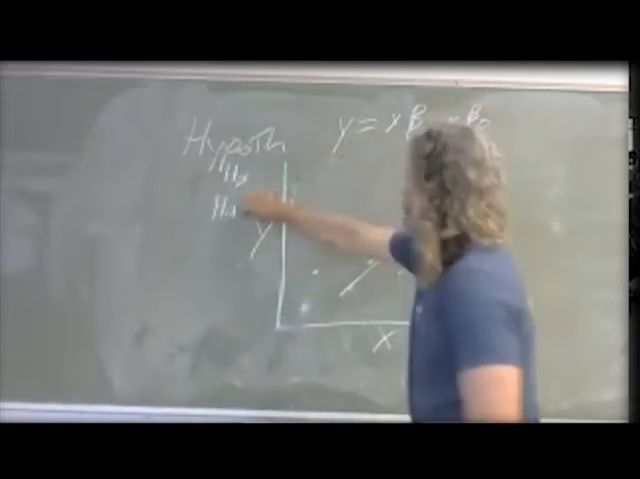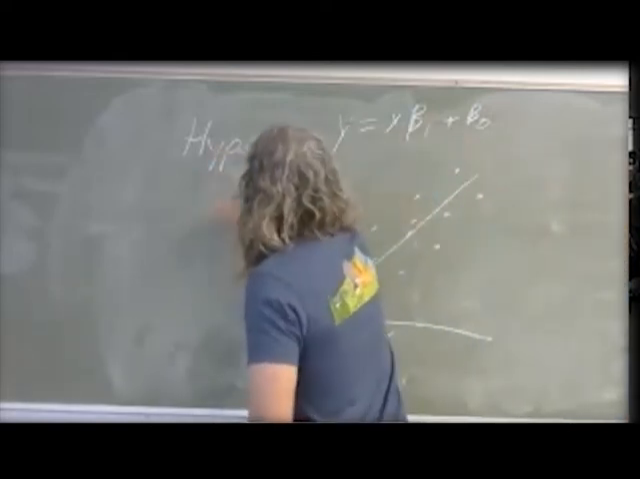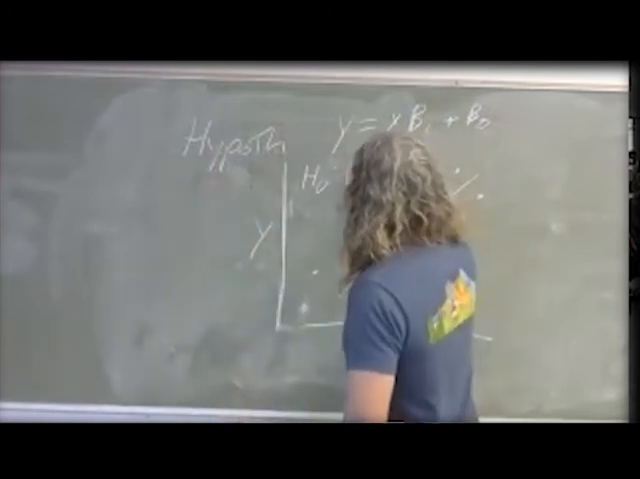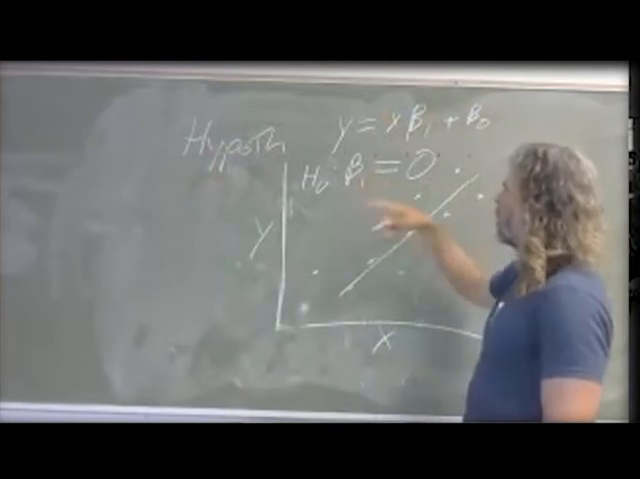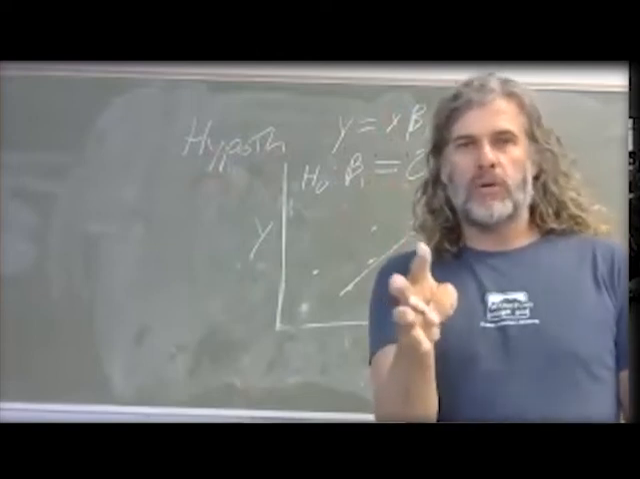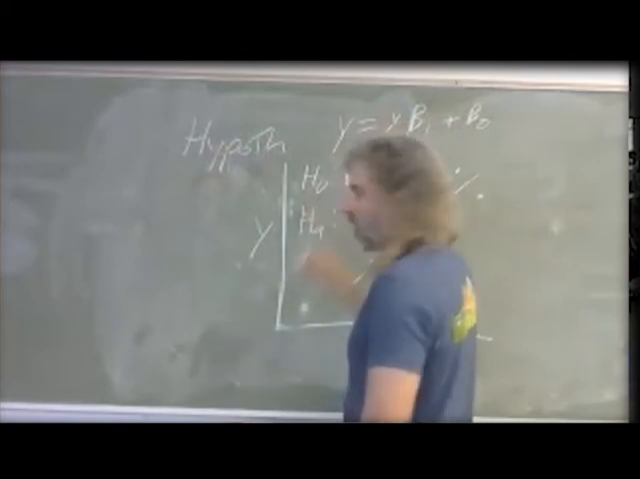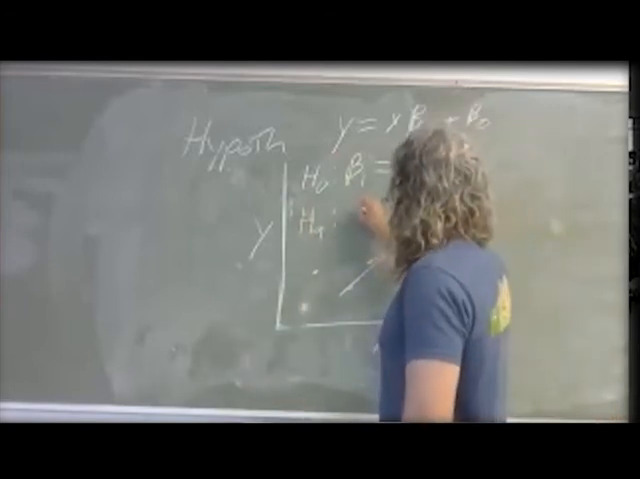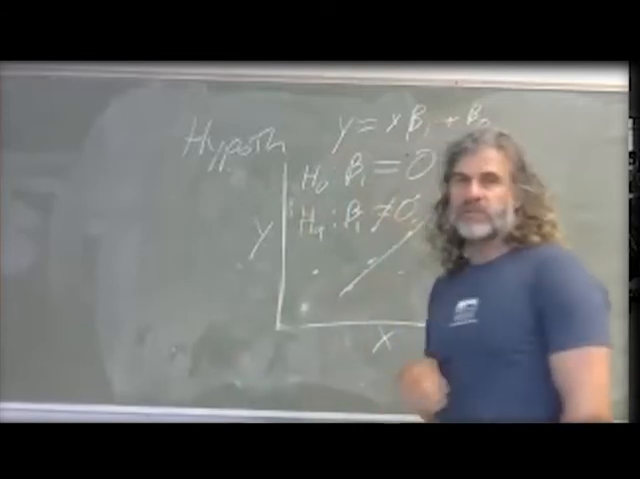What we're asking here, essentially, in the null hypothesis, is that the expectation is that beta 1, the slope, is equal to 0, or cannot be distinguished from 0. That's what we're saying. With the alternative hypothesis, we're not saying whether the slope is positive or negative, whether the relationship is positive or negative. We are saying that this is something other than 0. It's not equal to 0.